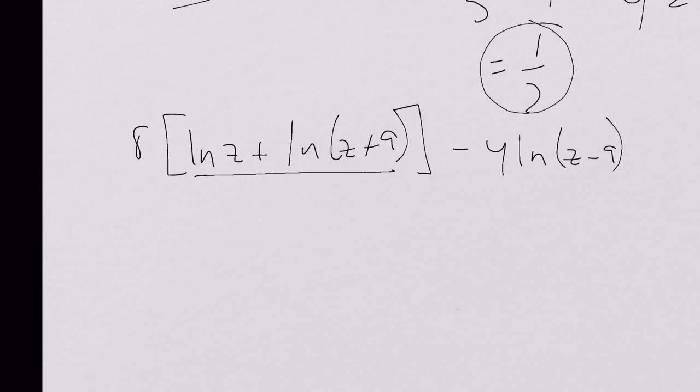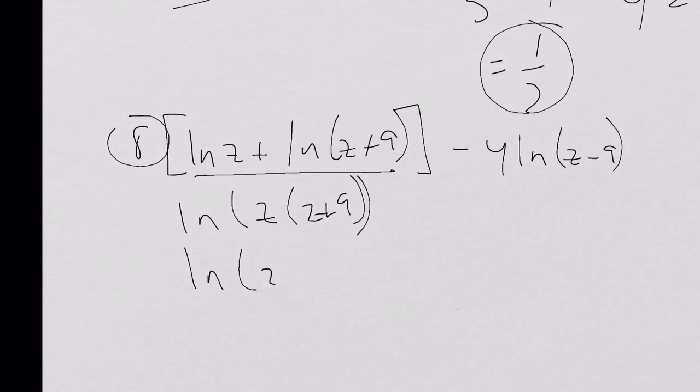You would want to combine these first, and so going backwards from the product rule of logs, you know that this was just one natural log of z times z plus 9. Using that product rule with the power, this is now just natural log of z, I guess I could multiply it out, z squared plus 9z, all of that raised to the 8th power. The subtraction part, using that power rule, sorry, is z minus 9 raised to the 4th.